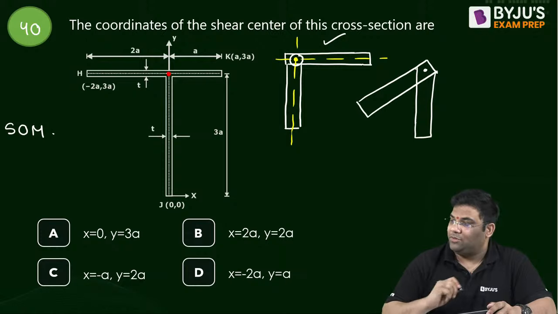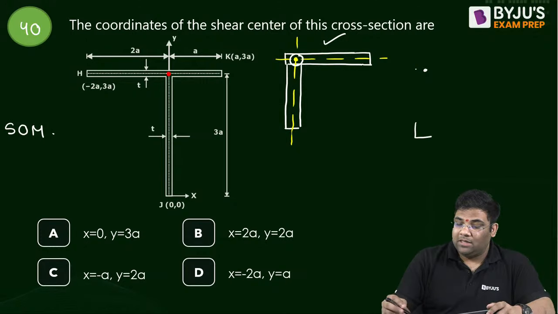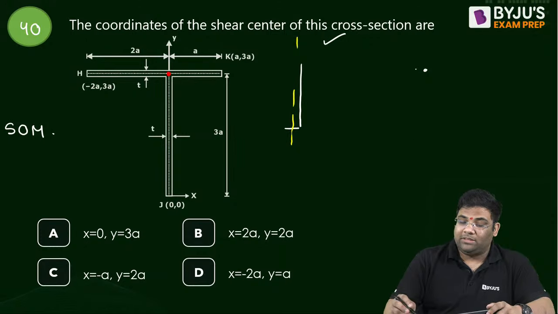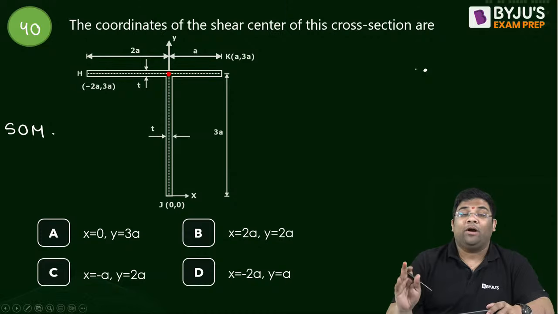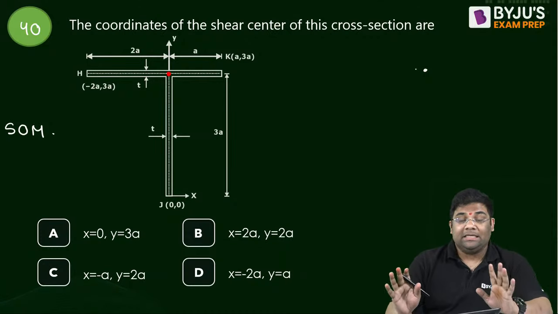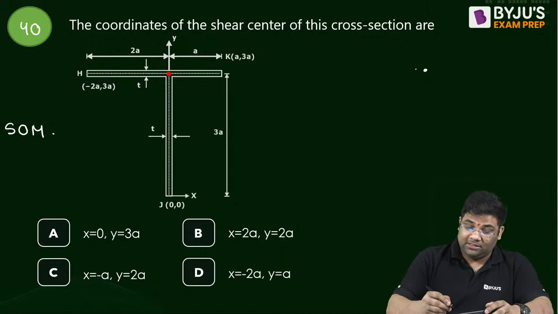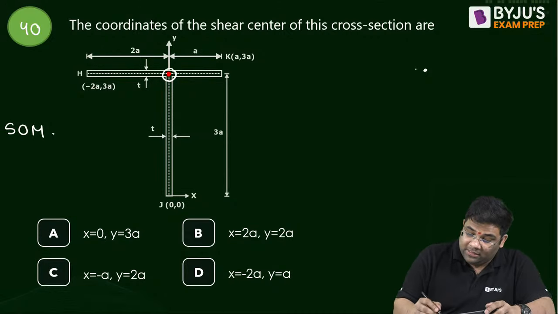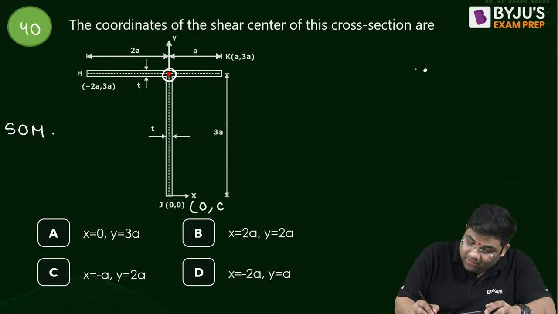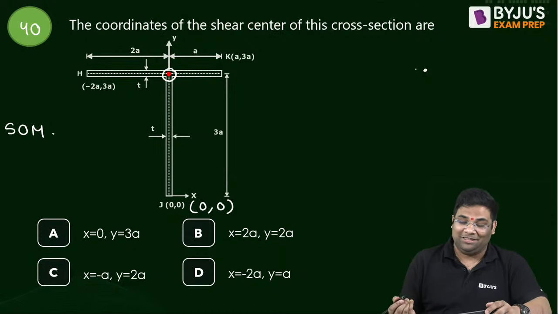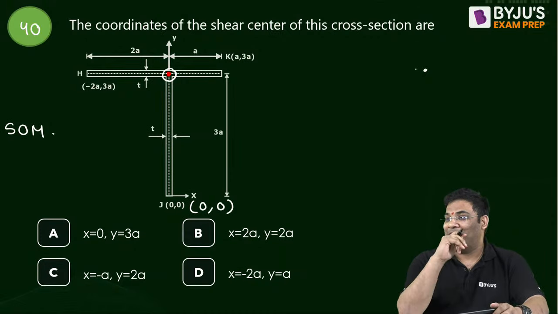Here also the shear center is this one. Now answer the question. For shear center finding, the point of intersection of the rectangular areas will become what? The shear center. What is the answer now? This is the 0, 0 coordinate. Now answer the question. We're not able to relate the question.